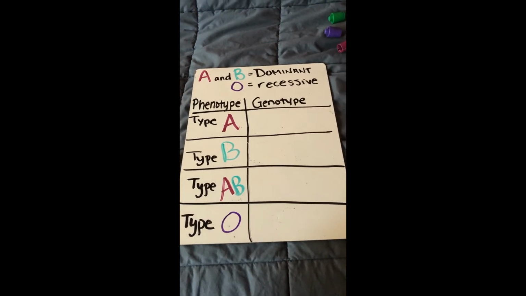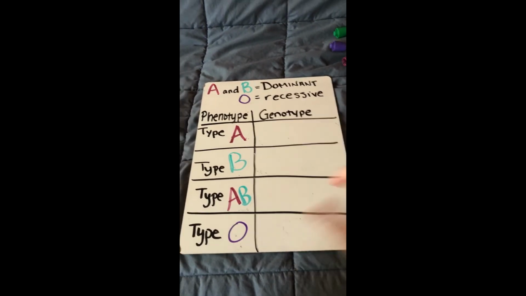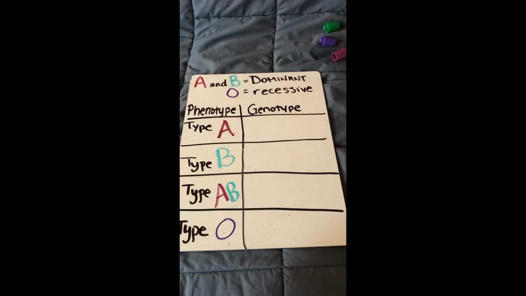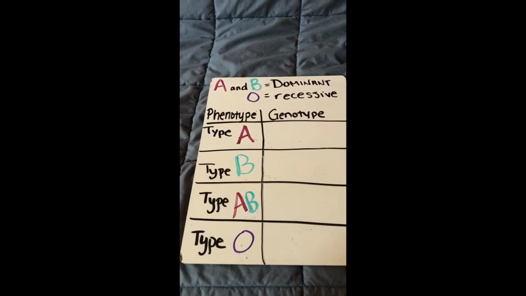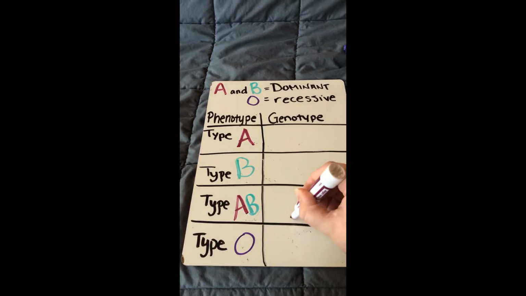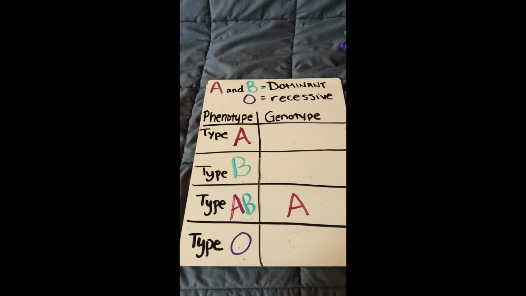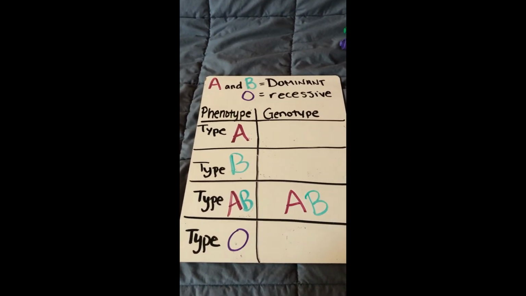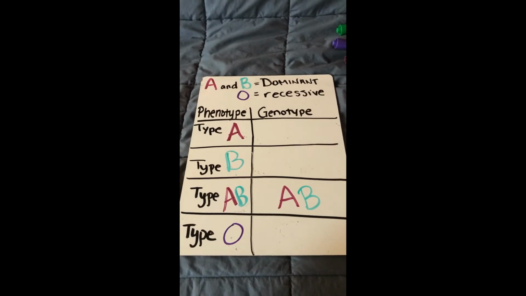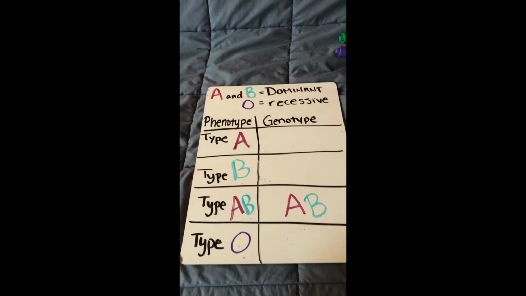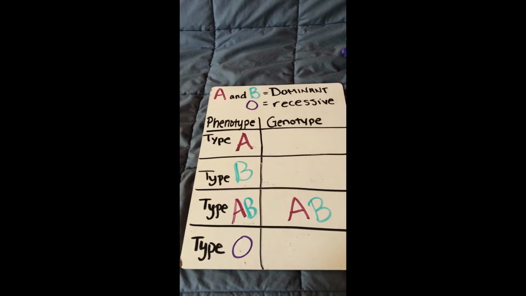So now we need to talk about our genotypes. For this one, we're going to start with AB. AB is the easiest one because you literally get one allele, like A, from mom and one allele B from dad. So this one only has one genotype. It literally tells you what it is in the blood type.